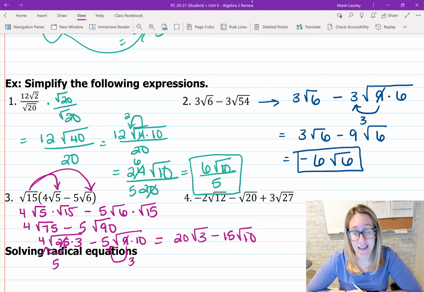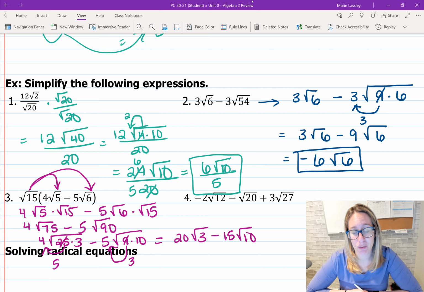Now that's as simplified as I can get this problem. 10 does not have a perfect square that goes into it. 3 does not have a perfect square that goes into it. So that is as far as I can go, which means I can't combine these two at the very end to make one radical, but I have simplified it quite a bit from where it started.